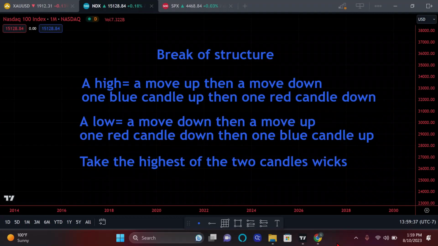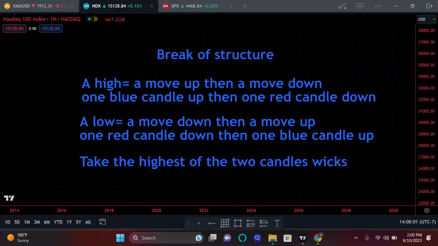A high equals a move up, then a move down: one blue candle up, then one red candle down, which equals a high. A low equals a move down, then a move up: one red candle down, and then one blue candle up. On my chart, that equals a low.